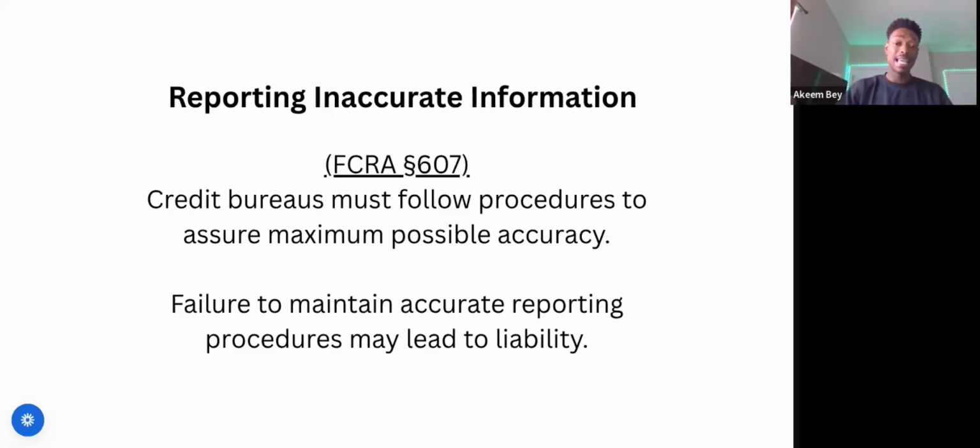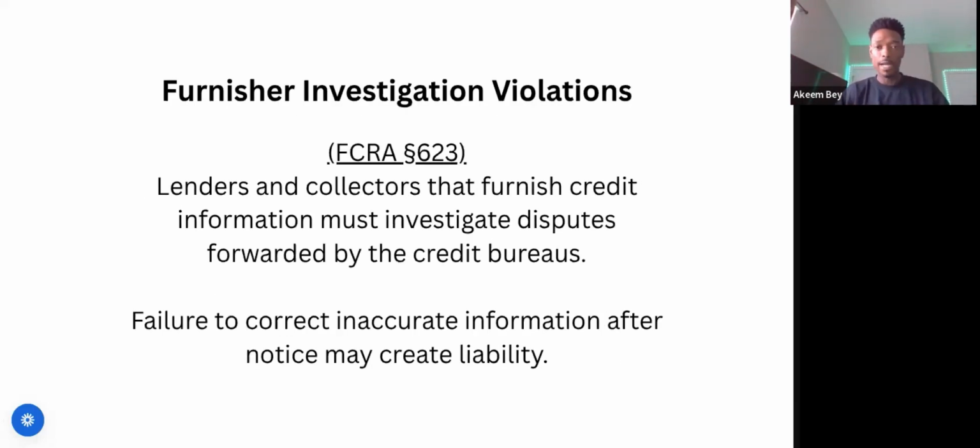And failure to maintain accurate reporting procedures is what leads to liability on behalf of the credit bureaus or your furnisher, right? So, furnisher investigation violations, FCRA Section 623: furnishers must investigate the disputes forwarded by the credit bureaus, and failure to correct inaccurate information after notice is what leads to liability.